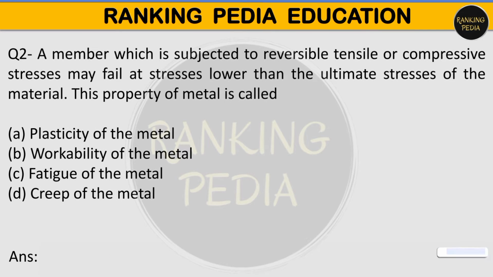Next question: a member which is subjected to reversible tensile or compressive stresses may fail at stresses lower than the ultimate stresses of the material. This property of metal is called? Your options are plasticity of the metal, workability of the metal, fatigue of the metal, or creep of the metal. The answer is fatigue of the metal. Option C is correct.